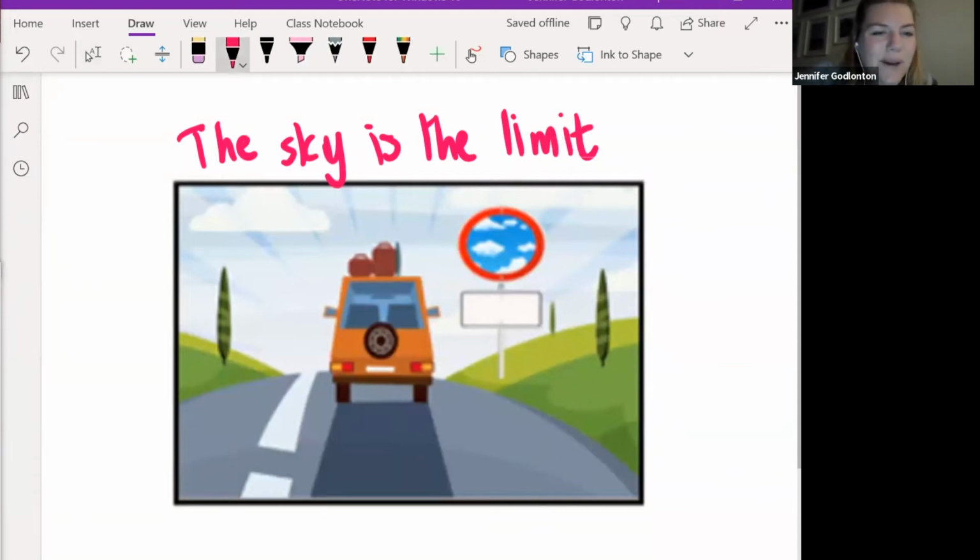Okay, so for this one, road to the sky, driving into clouds. No. These are limit signs, like what you would see on the highway where it says 120 or 100 or 60. It's a limit, and so it's saying that the sky is the limit.